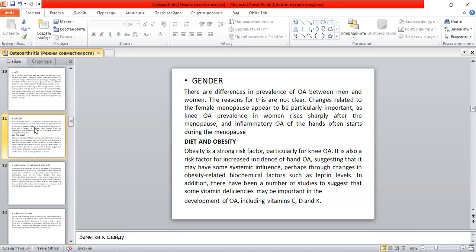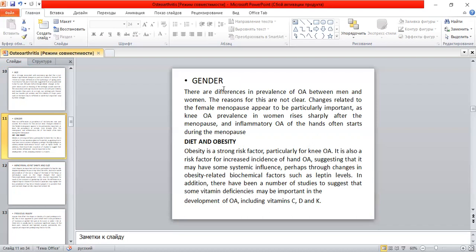Changes related to the female menopause appear to be particularly important, as knee osteoarthritis prevalence in women rises sharply after the menopause, and inflammatory osteoarthritis of the hands often starts during the menopause. Diet and obesity. Obesity is a strong risk factor, particularly for knee osteoarthritis. It is also a risk factor for increased incidence of hand osteoarthritis, suggesting that it may have some systemic influence, perhaps through change in obesity-related biochemical factors such as leptin levels.